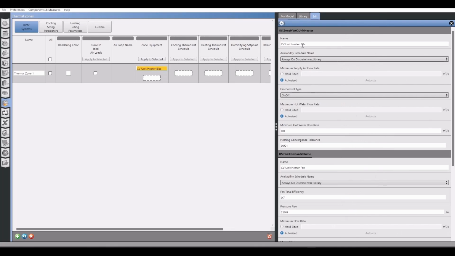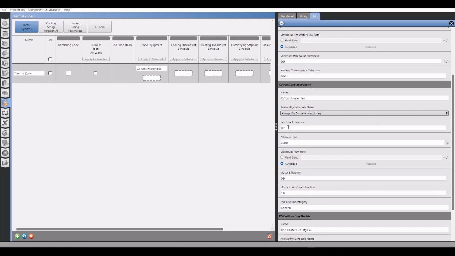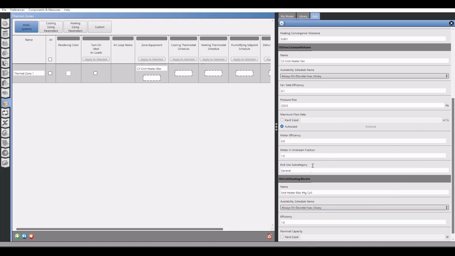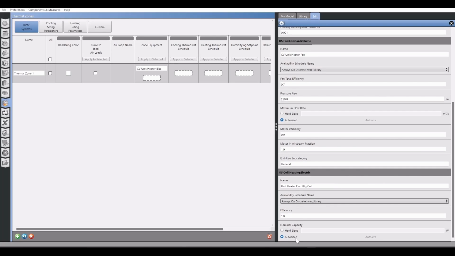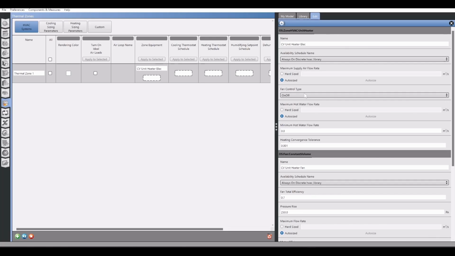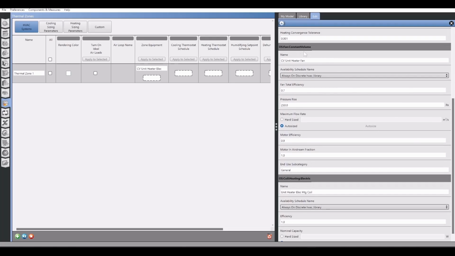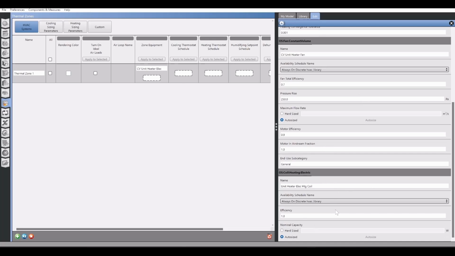Now let's look at the properties. The basic settings of the unit heater include the availability schedule and the maximum supply airflow rate. For now we just use autosize first, and the fan control. These are the settings for the unit heater itself. And under here, we have the fan properties. You can see the fan efficiency, pressure rise, the maximum flow rate, efficiency, etc. And the last one is the electric heating coil. You also have some settings over here. This unit heater has two child objects, one fan and one electric heating coil. This is a very simple system.